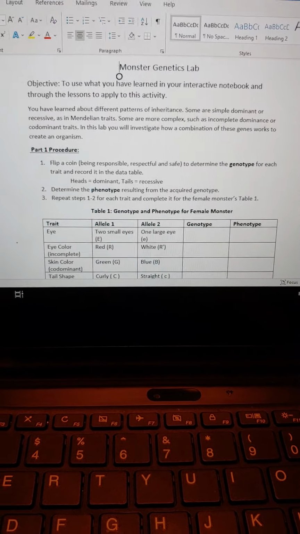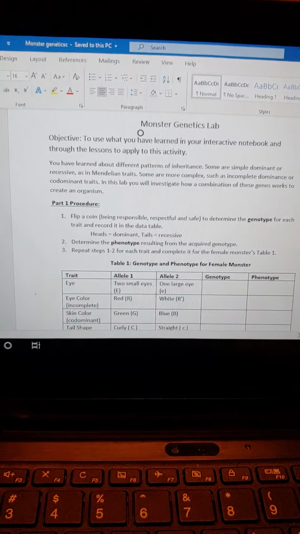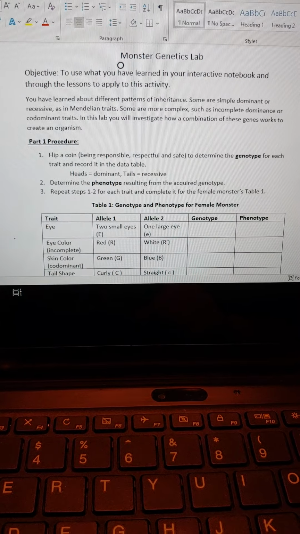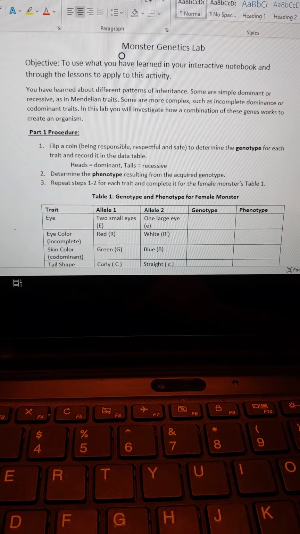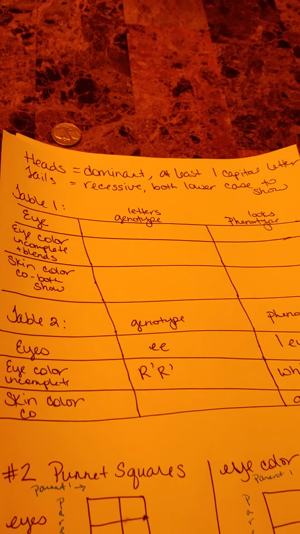I don't have a hard copy, so I'm writing mine out. To do this, you have to flip a coin to determine the genotype for each trait and then record it. If you have heads, it's dominant. Tails, it's recessive. So I put that at the top of what I've written. You literally take a coin and flip.